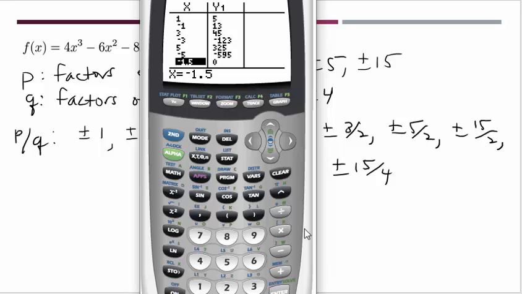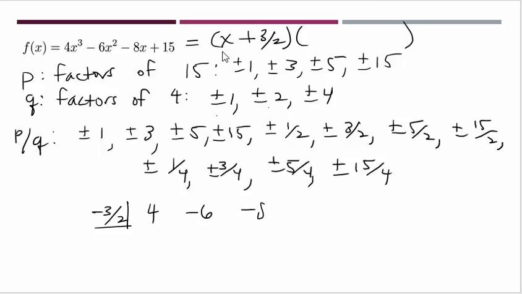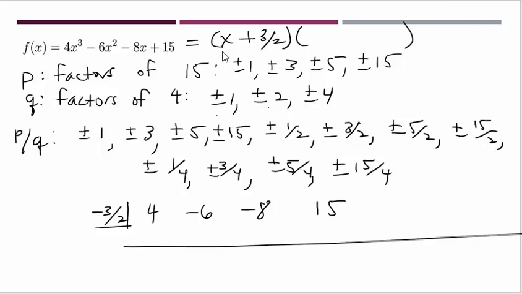So right now I'm going to stop, and we're going to use this known zero to get another factor of our function. Okay, so our known factor now is x minus -3/2, or x plus 3/2. Our unknown factor, we're going to try to find. And so to do that, we'll put -3/2 in the corner, we'll use synthetic division and the coefficients of f of x in this top row: 4, -6, -8, and 15.